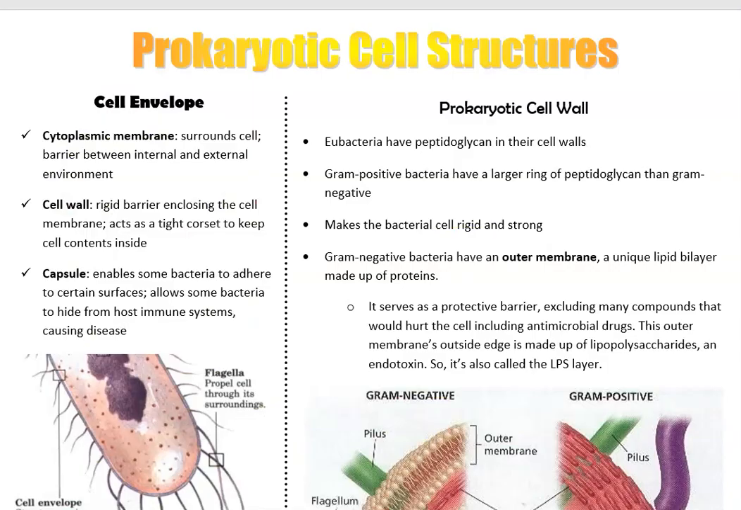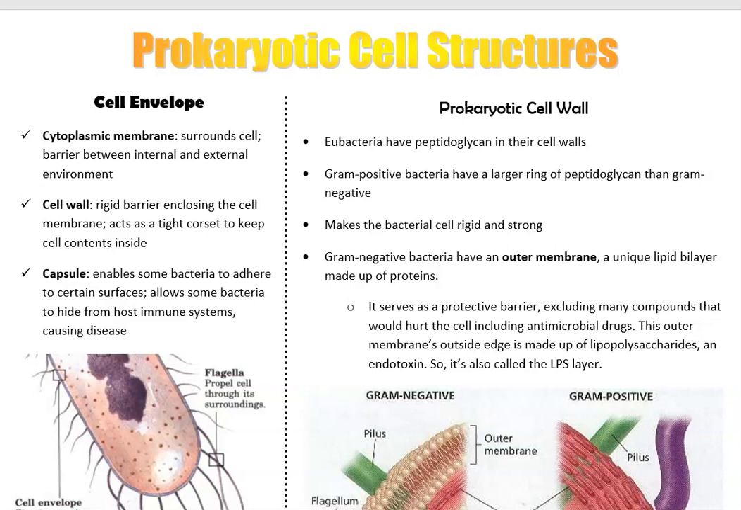We need to know the following prokaryotic cell structures. We're going to start with the cell envelope. In the cell envelope, you have the cytoplasmic membrane, which surrounds the cell. It's the barrier between the internal and external environment. Then after that, you have the cell wall, which is a rigid barrier that encloses the cell membrane. It acts like a tight corset that keeps all of the cell contents inside and gives it a more rigid structure. Then you have the capsule.